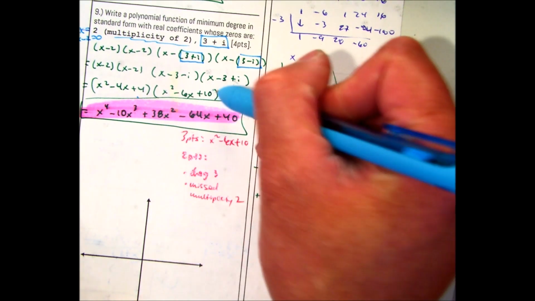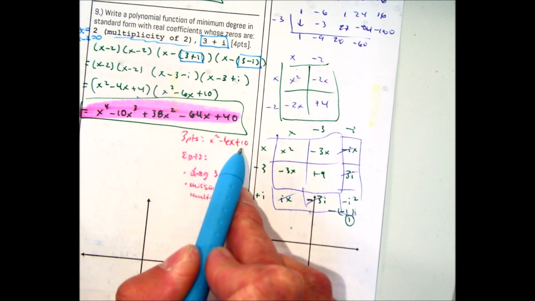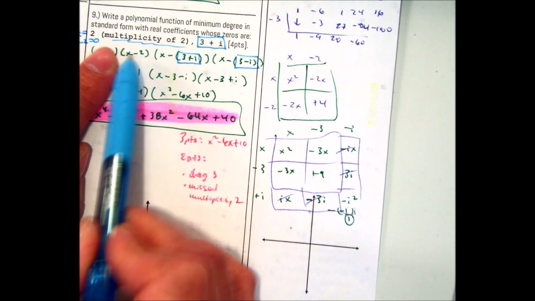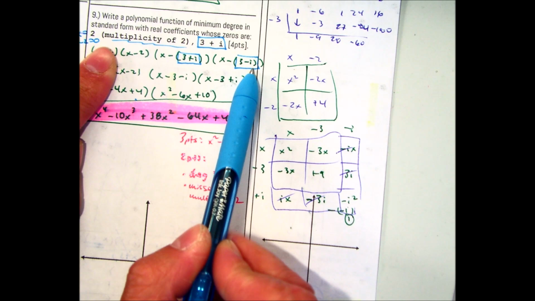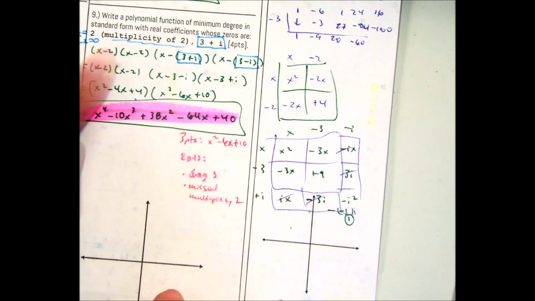If I graded your paper, I wrote a little check. And if you got that far, I gave you 3 points. I gave you 2 points if you just thought this was a degree 3. 1, 2, 3. And you missed the idea of the multiplicity and an underline.